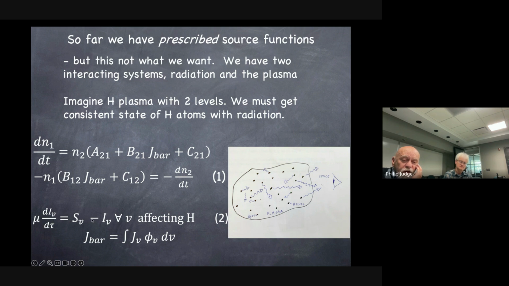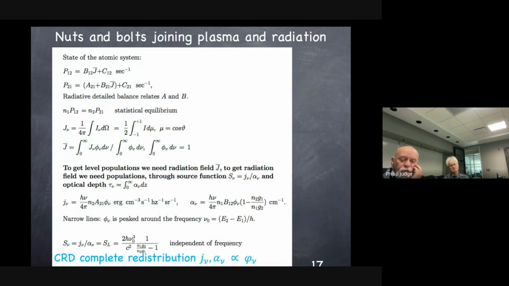The non-local coupling comes in here because we have to solve this. Remember, this is an integral. This is the local radiation field, and this is its change. So we have to solve this. This is the non-local part, and so we end up with the nuts and bolts that join the plasma to the radiation, looking something like this.